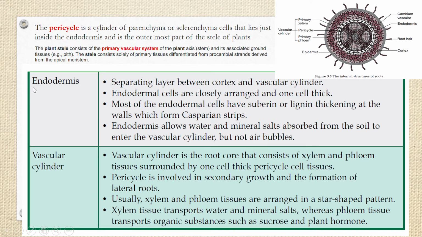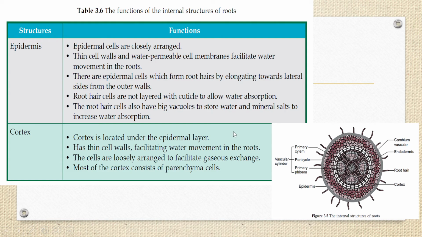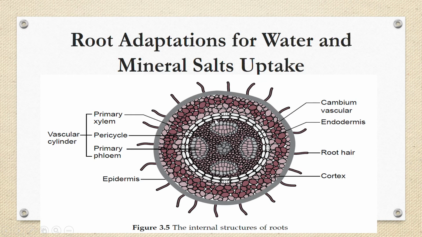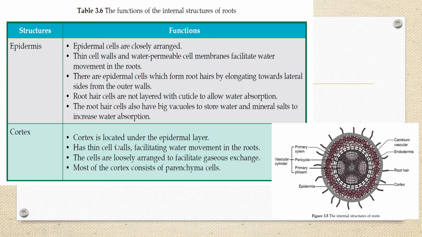So let's continue on to look at the endodermis. Now this is the third layer. Just now we had the epidermis, cortex, and the endodermis. It is the one that is separating the cortex from the whole thing, the entire thing here, the vascular cylinder.